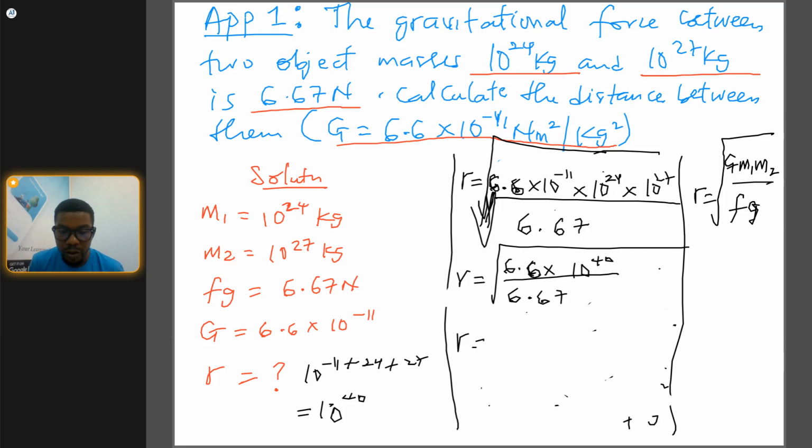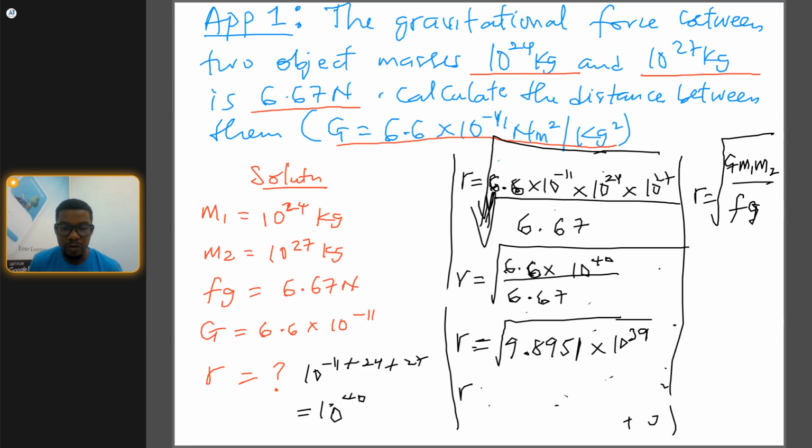Okay, so now let's go on to simplify this. R equals to 6.6 times 10 raised to power 40 divided by 6.67. What are we going to have? We are going to be having 9.895. Approximately that will be 1 times 10 raised to power 39.